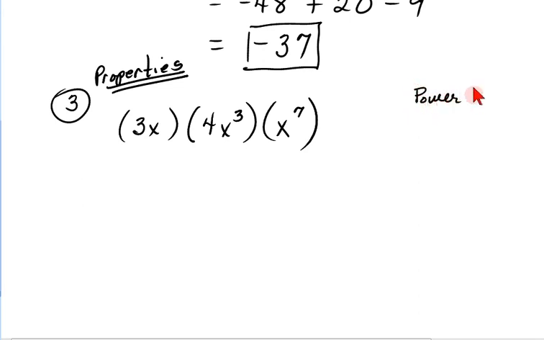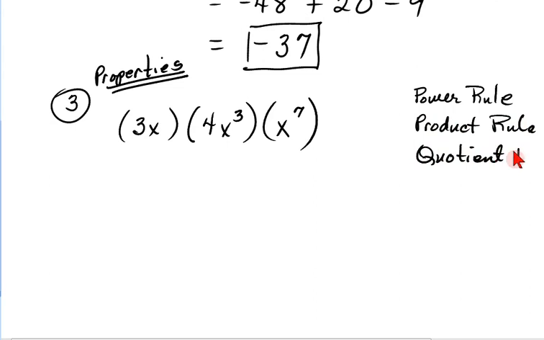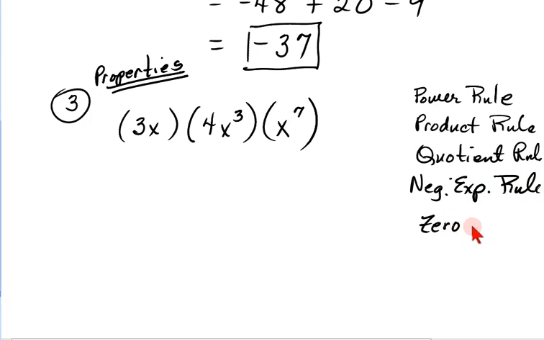Power rule, product rule, quotient rule, negative exponent rule, and then if you have 0 as an exponent, you can do it anytime.